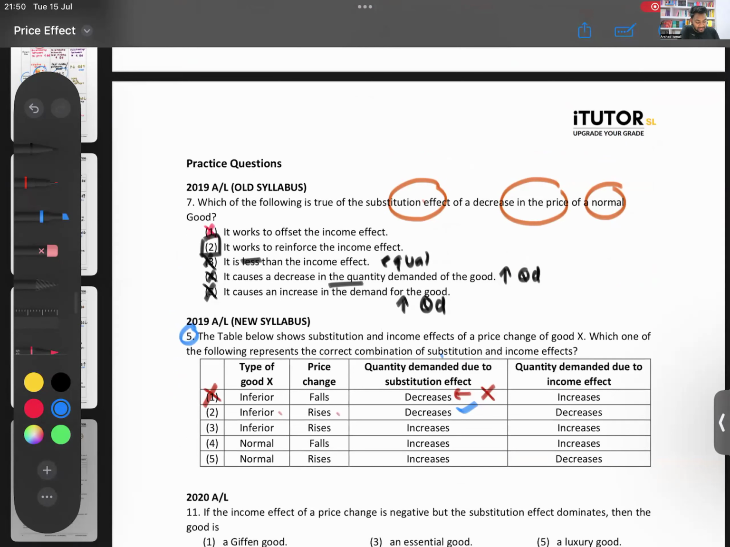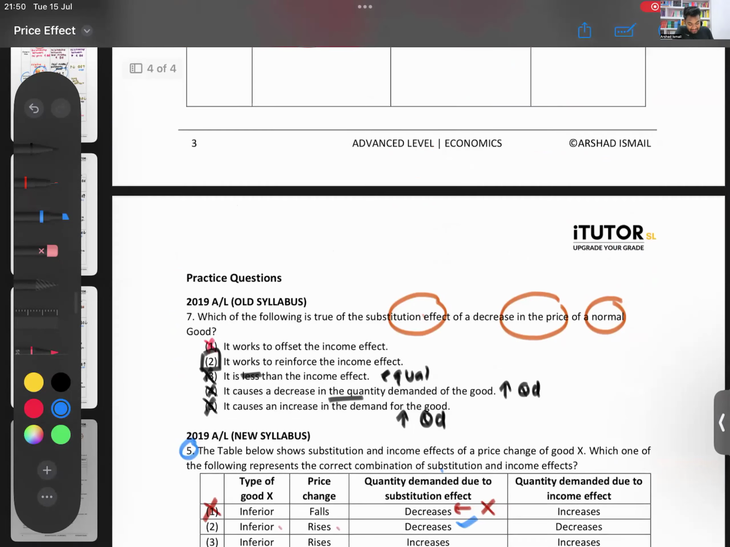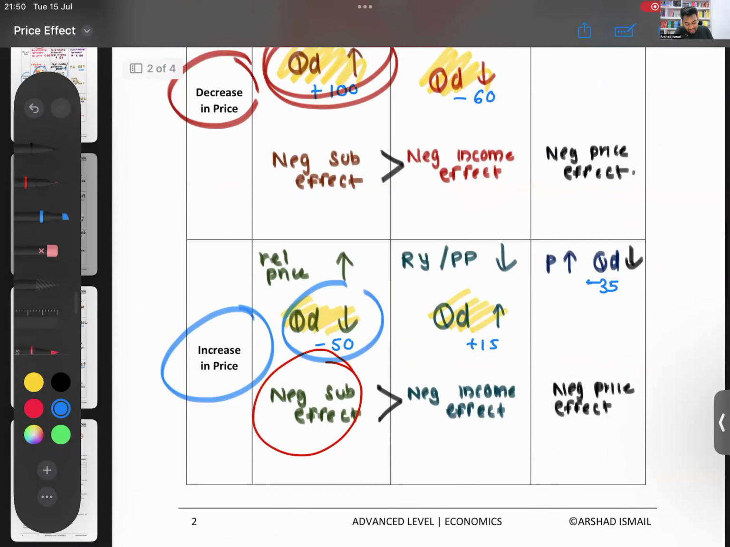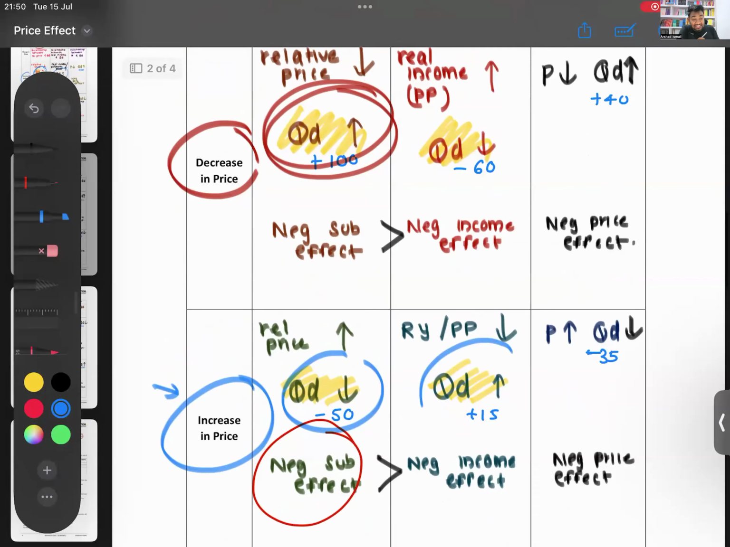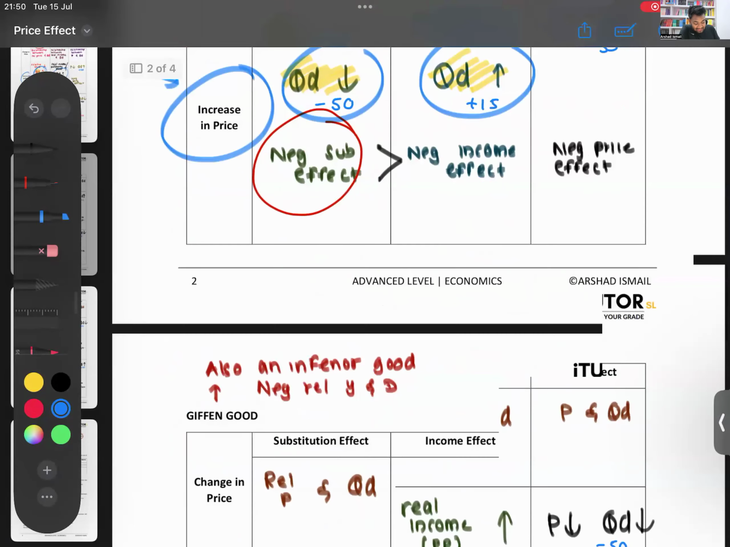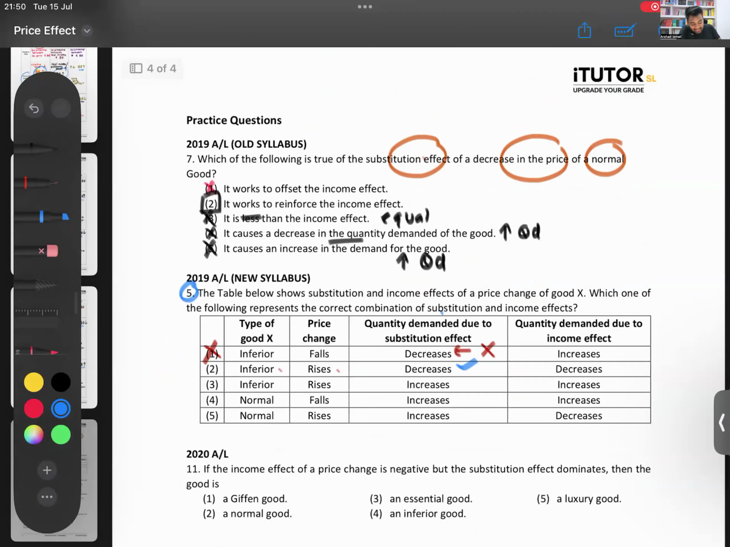Inferior price rises. What happens to QD on the income effect? They are saying decrease. But for an inferior good when the price rises, the income effect is increase. Based on the income effect, QD will increase. The answer says decrease, so it's wrong. Then answer number 2 is also cut off.